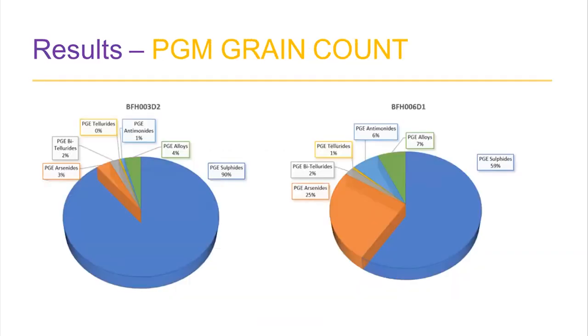distribution. We looked at the various mineral phases, and looking at the grain count, we grouped the various mineral phases into PGE sulfides, PGE alloys, PGE antimonides, PGE tellurides, PGE bismuthtellurides, and PGE arsenides. This shows that the PGE sulfides and the PGE arsenides are dominant in this area.